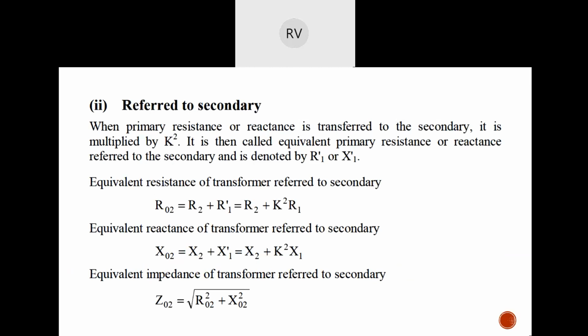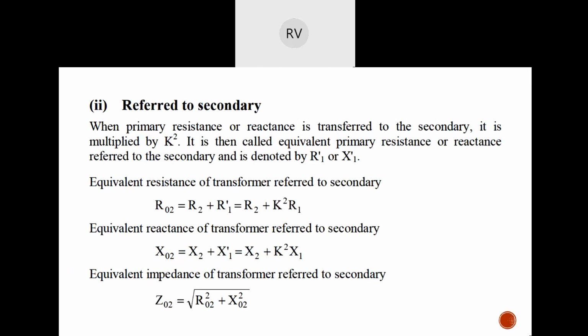Here we are representing them as R1 dash or X1 dash because they are referred to the secondary. Primary resistances and reactances are referred to the secondary, so R1 dash and X1 dash. So here also we are finding out the equivalent resistance of the transformer referred to the secondary, so R02. If you are referring to the primary, you are writing R01. If you are referring to the secondary, you are writing R02.